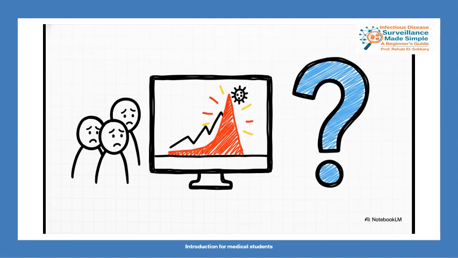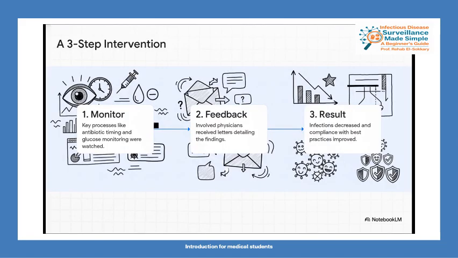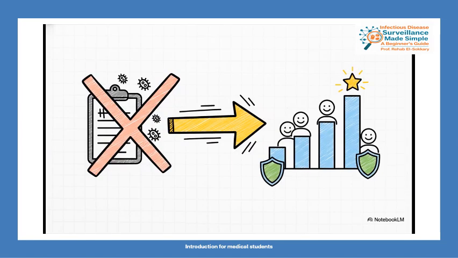So what do they do next? They took direct, data-driven action. First, they started monitoring key preventative steps, like the timing of antibiotics before surgery. Then, they gave specific, confidential feedback to the physicians involved. And the result? Infection rates dropped. Compliance with best practices shot up. It actually worked. And this is the key takeaway.